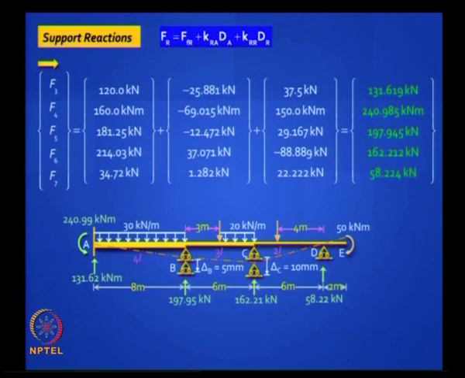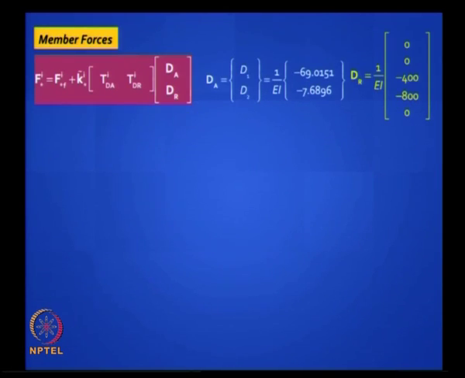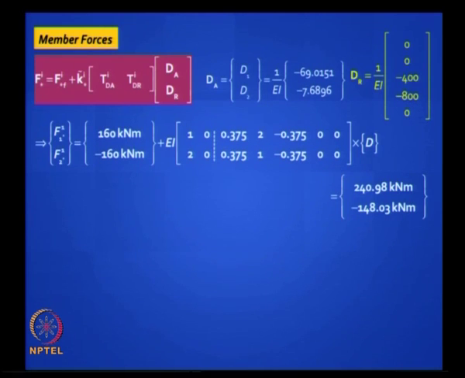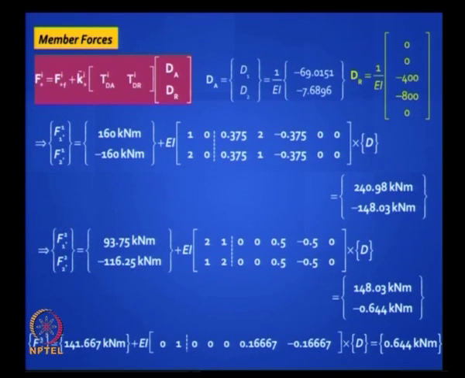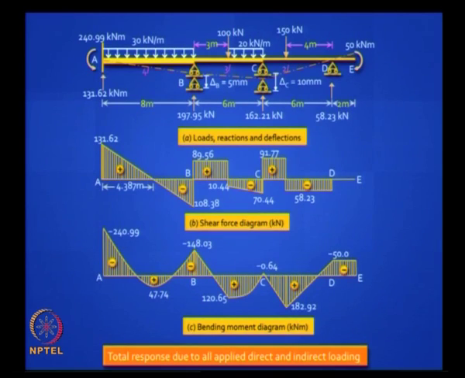Last step, member end forces. So remember those slope deflection equations. You know all the displacements, both the active and the restraint, and for the first element plug in those values, second element, third element. You get the same answers as we did earlier, and finally you have to draw the same bending moment and shear force diagram. Is this clear?